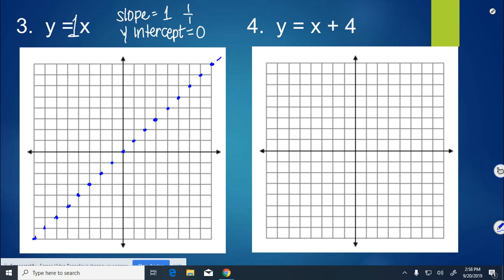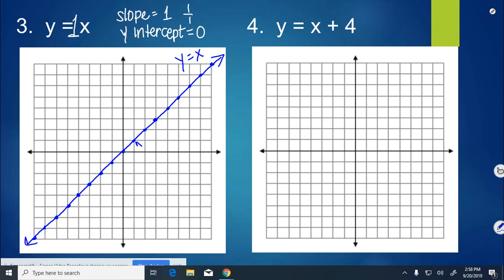Take your straight edge and draw your line, arrows on each end, and label it with the equation. Now you'll also notice that if you went through and looked at those actual points, every single point has an equivalent value of x to y.